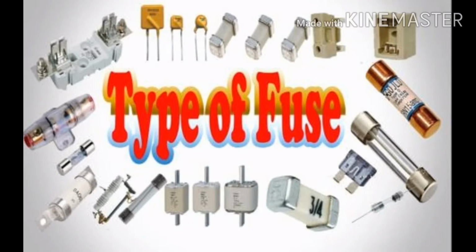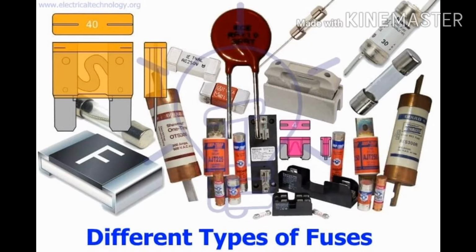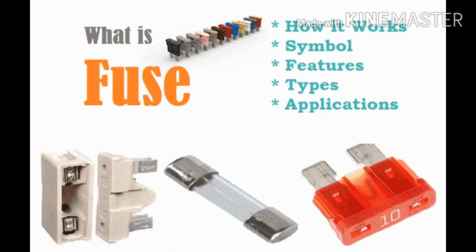Different types of fuses are in use. Nowadays, we use miniature circuit breakers, that is MCB switches. When the current in the circuit suddenly increases, this switch opens and the current stops. So different types of MCBs are in use. For the entire house, however, the usual fuse wire is used.